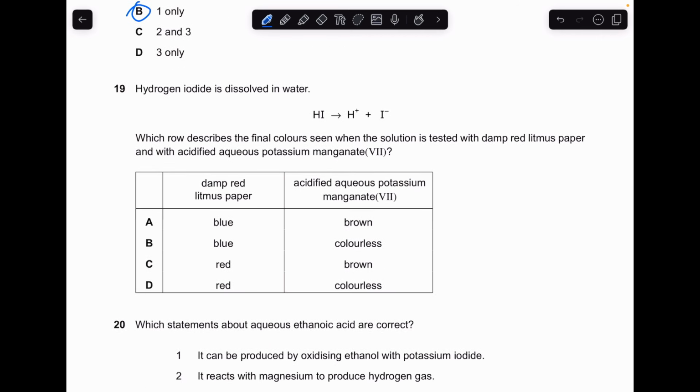Question number 19. Hydrogen iodide is dissolved in water. This is the formula shown. And we have to find the final color change in the solution of this, the water and hydrogen iodide. First, we add damp red litmus paper. If we look closely, the ions are broken in the water, meaning it will be a neutral solution, so there will be no color change. Same for potassium manganate, there will be no color change, it will stay brown. So the answer is C, no color change.